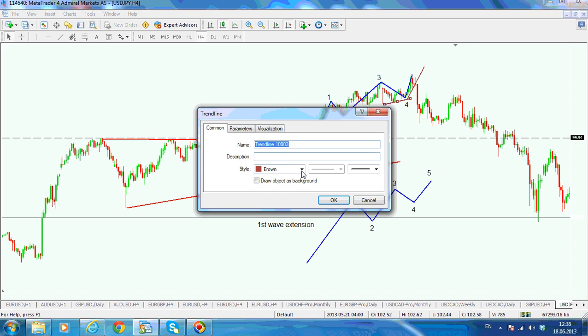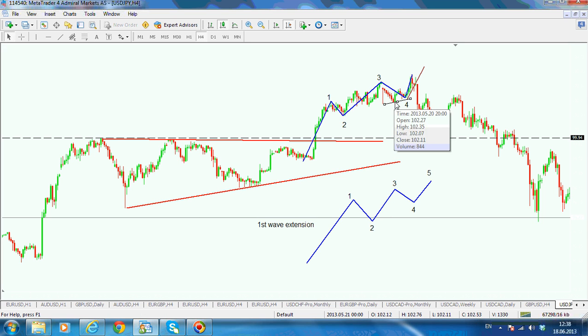Let me make it a little bit of a different color. So this is a nice contracting triangle for the fourth wave, and then this would have been the maximum value for the fifth wave to the upside. If price would have gone higher than that level, then this would not be valid anymore, because the third wave would have been the shortest one, and the rules of an impulsive move would have been broken. But it was not the case.